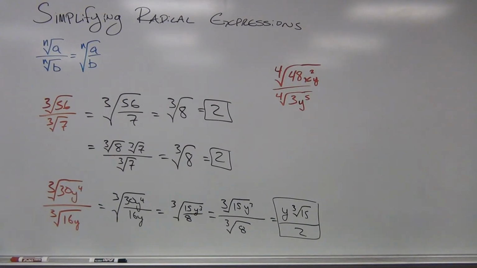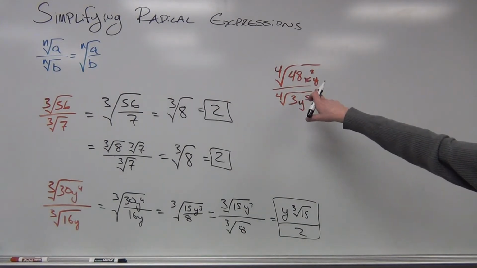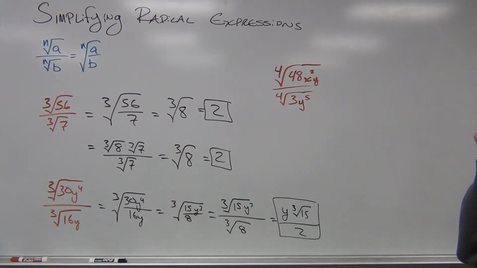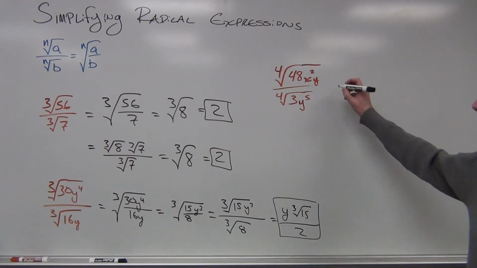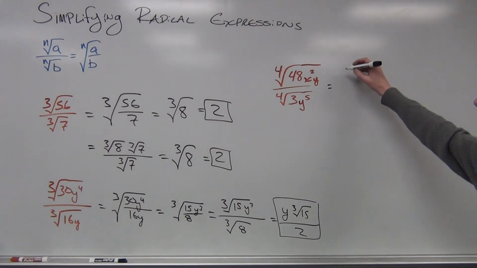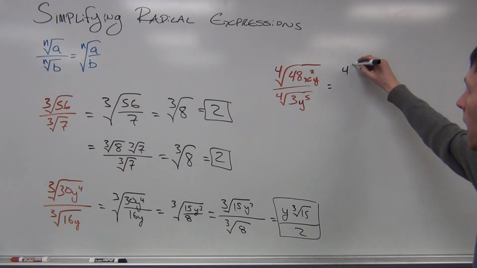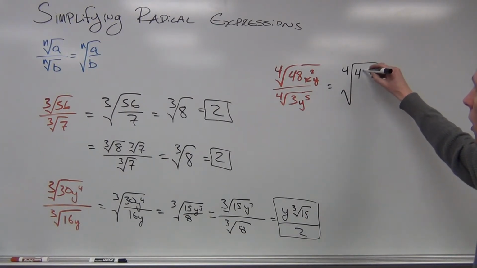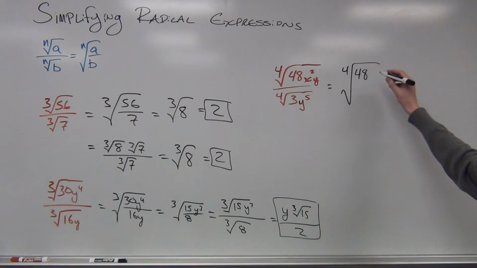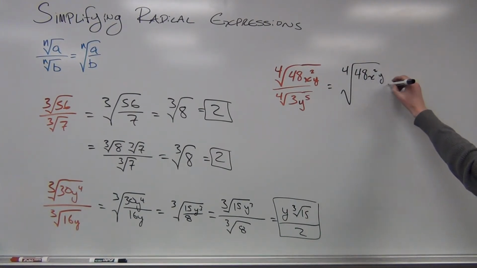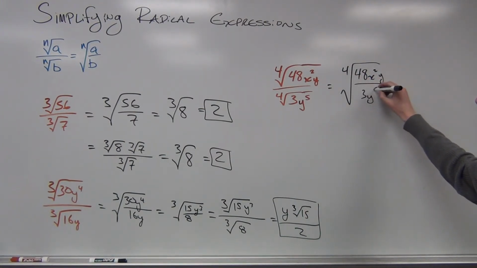For our last exercise, things get a little complicated. So we've got the fourth root of 48x squared y over the fourth root of 3y to the fifth. Yikes, this is getting a little dicey. So let's go ahead and see how this would pan out if we were to put this together as one gigantic, mega crazy fraction under the radical. 48x squared y over 3y to the fifth.